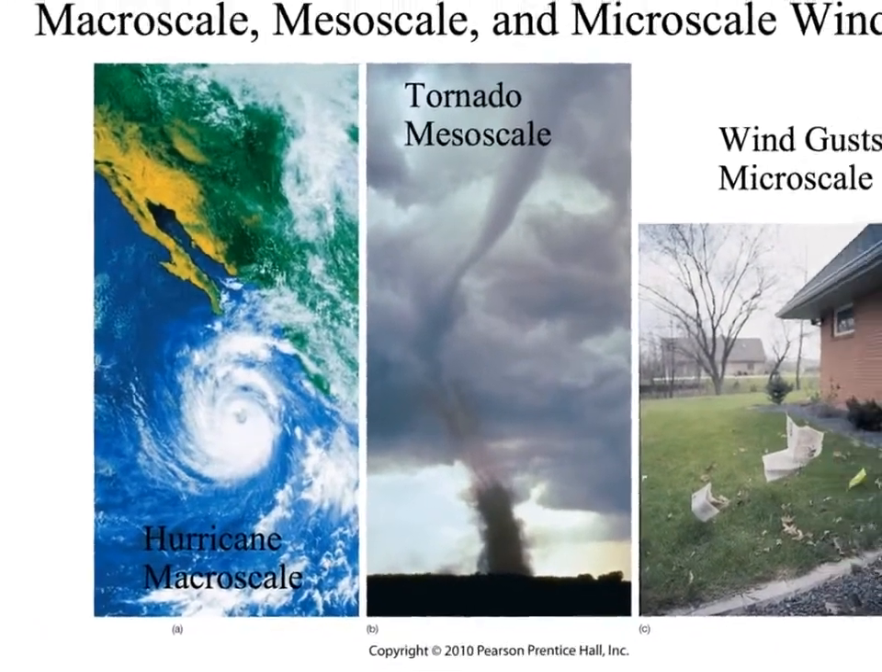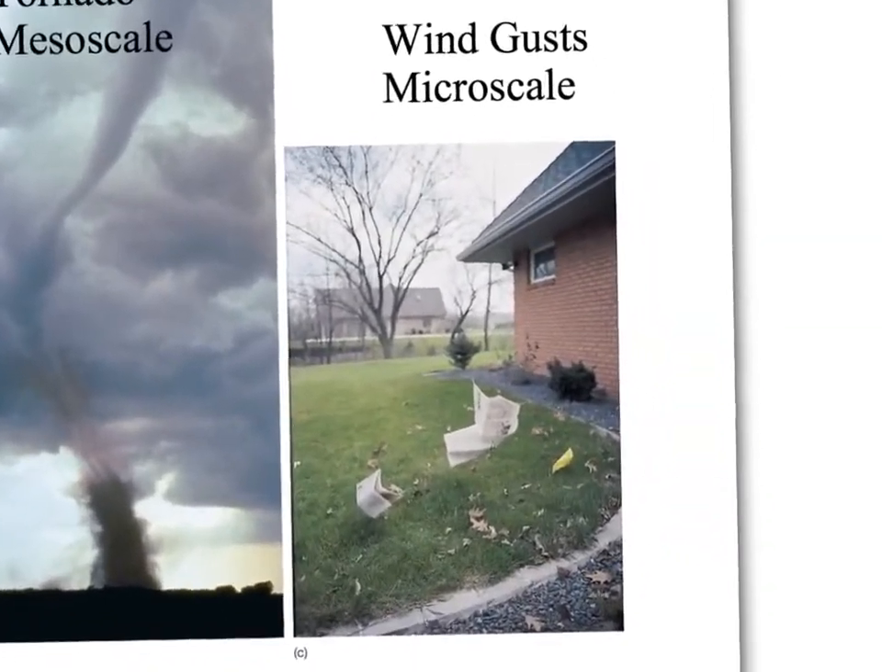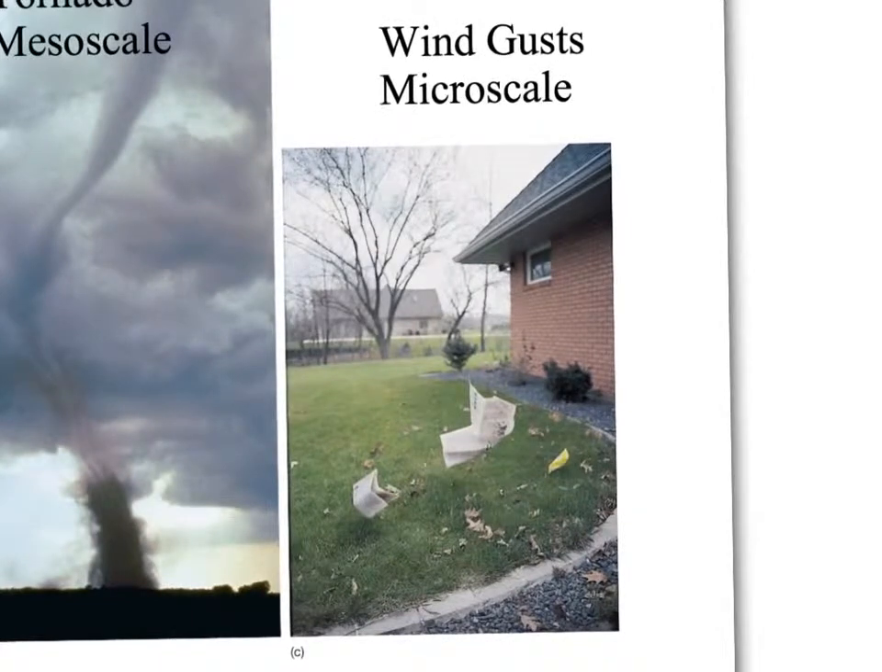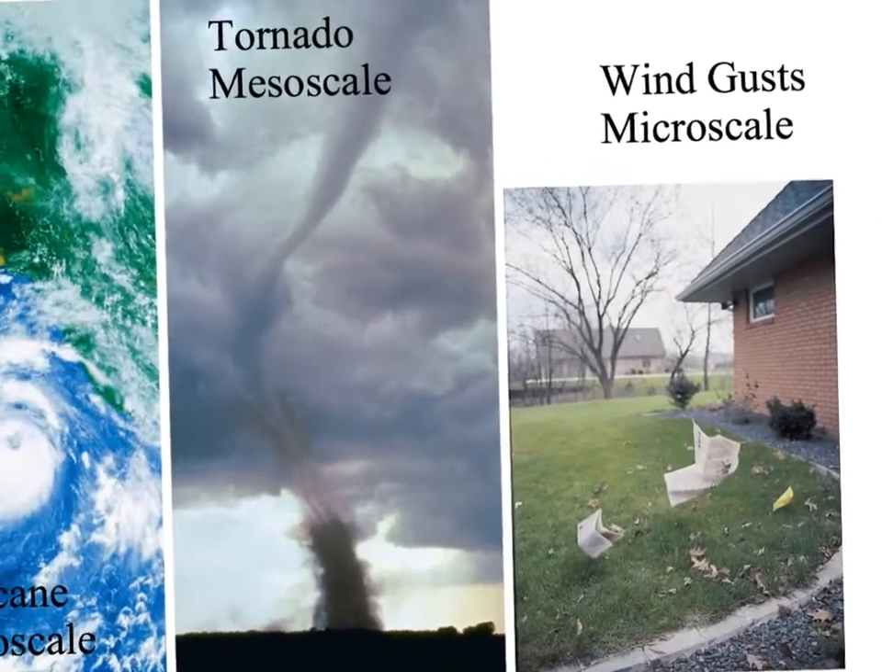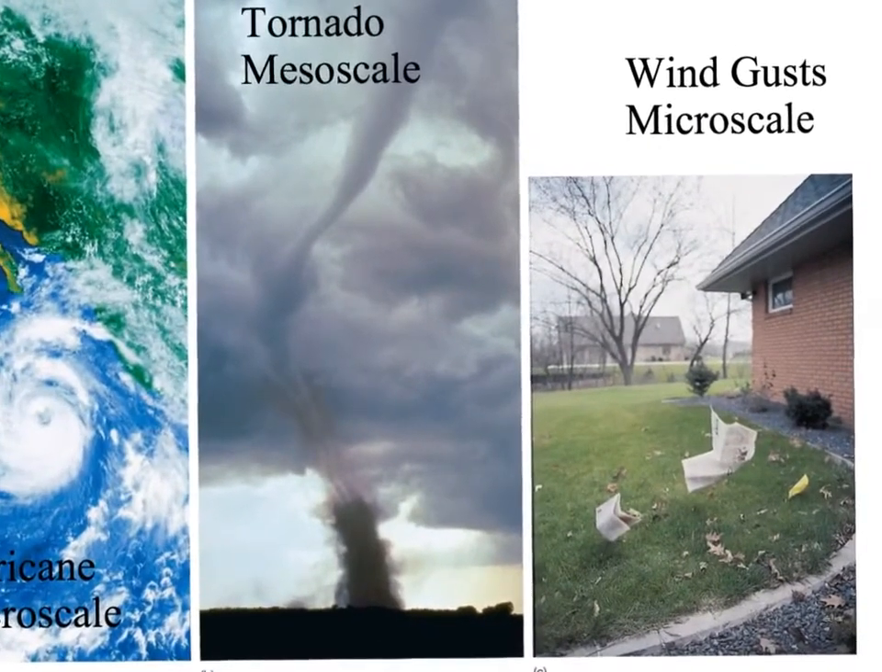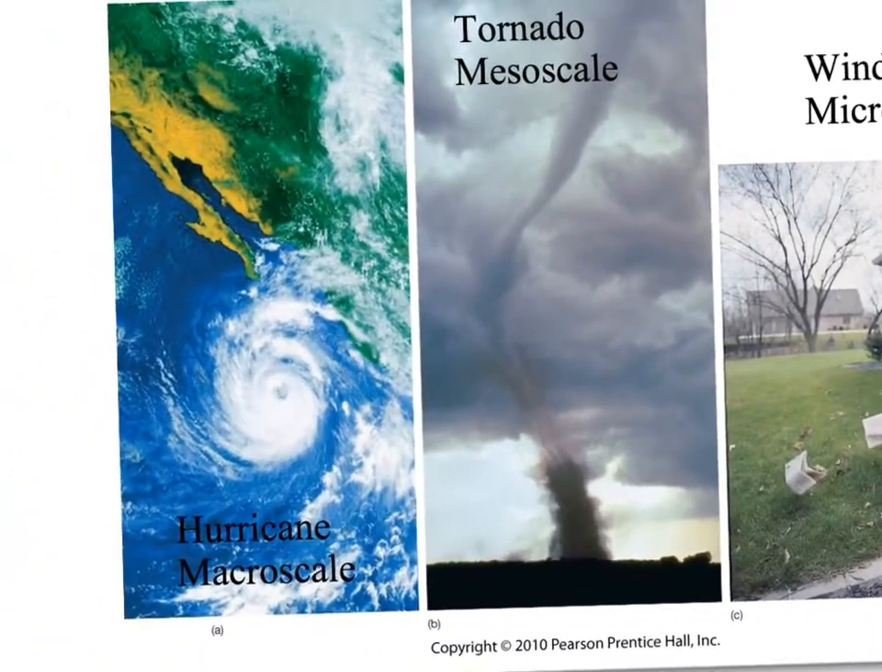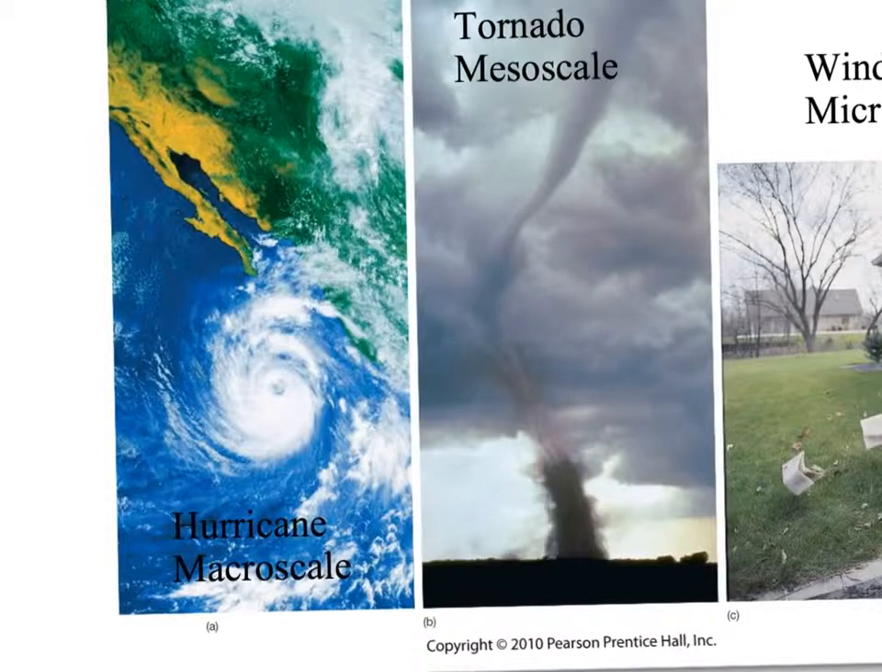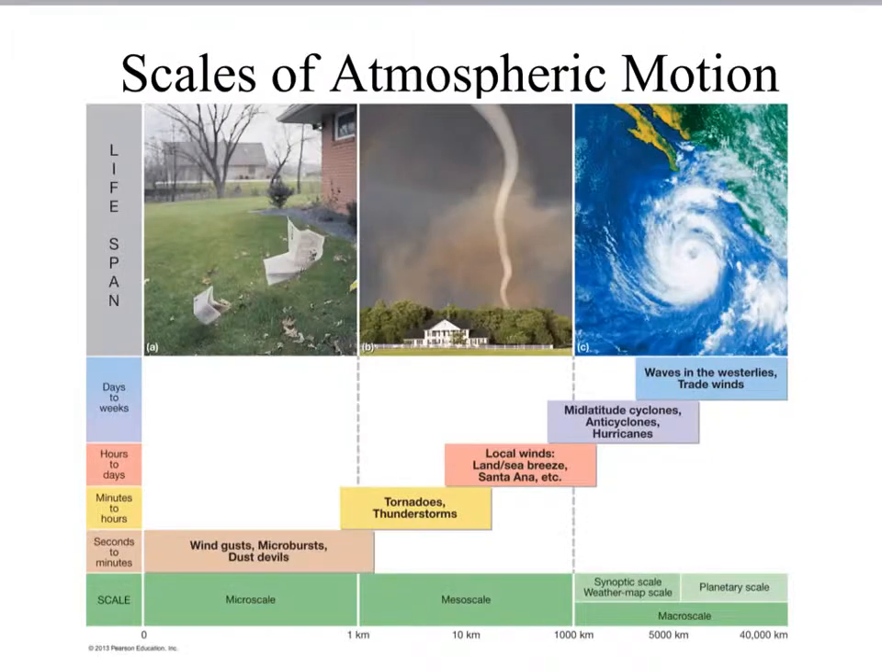But anyway, the small scale winds don't last very long, and they only go over a short period of land. Middle scale winds, mesoscale winds, tornadoes are an example of that. And then large scale winds, you basically need to use your satellite images to get a sense for them.